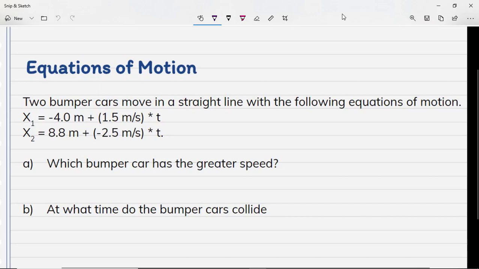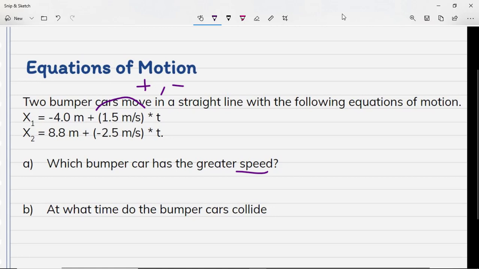Two bumper cars move in a straight line with the following equations of motion. You can read those for yourself. Which bumper car has the greater speed? So remember that these two values here are velocity, right? Velocity has direction. That means that it can either have a positive or a negative value. Speed, however, is always a positive value. Think of the speedometer on your car. You drive forward or reverse, it tells you what speed it is going in any direction.